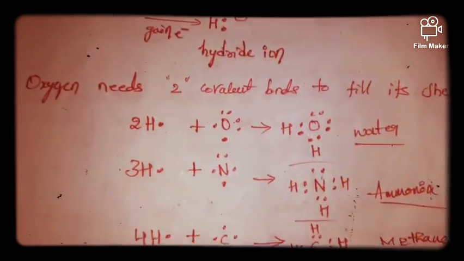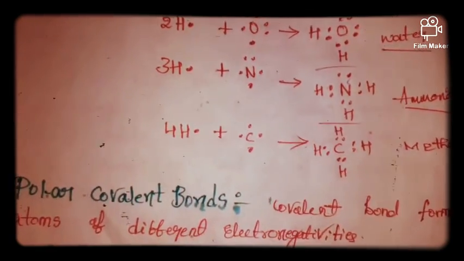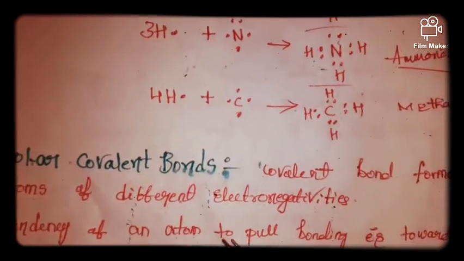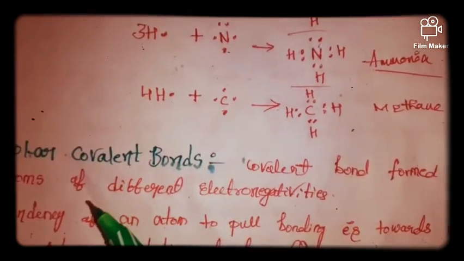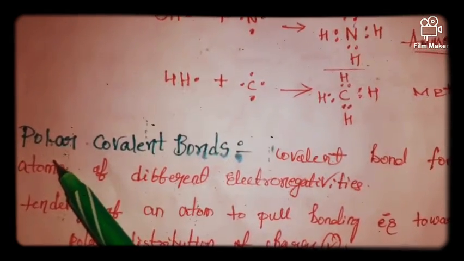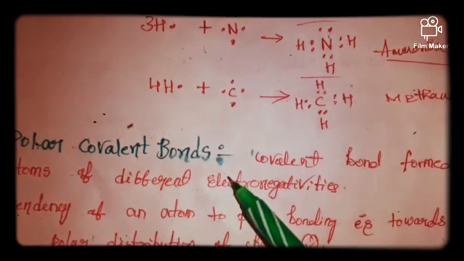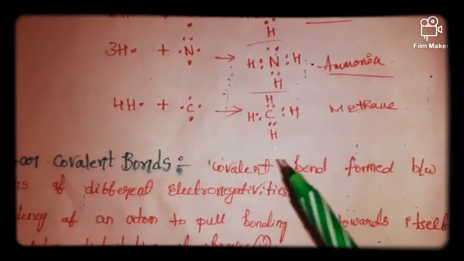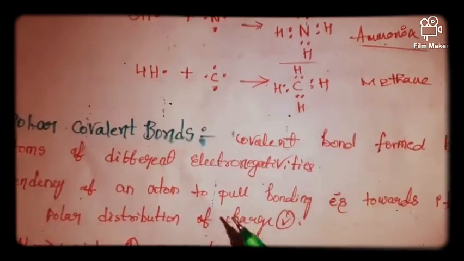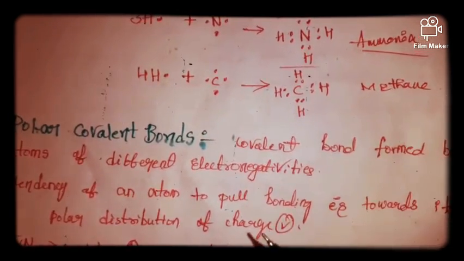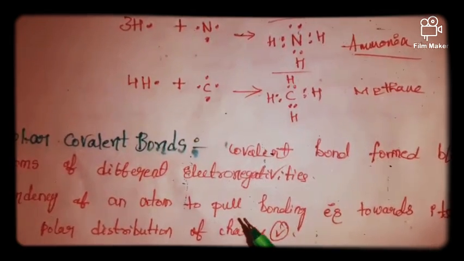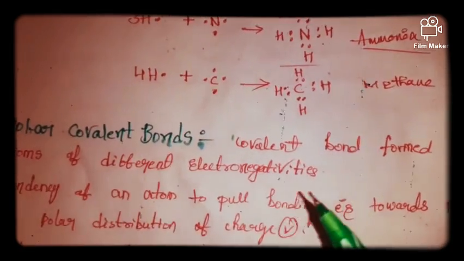Okay, next is friends, in the covalent bonds, let's see about the polar covalent bond. Polarity is nothing but the difference in electronegativities. Polar covalent bond is the covalent bond formed between atoms of different electronegativity. So between two atoms which are having different electronegativities, the covalent bond will be formed.